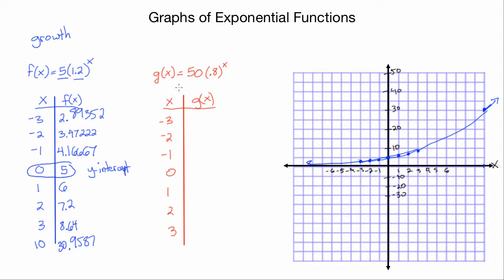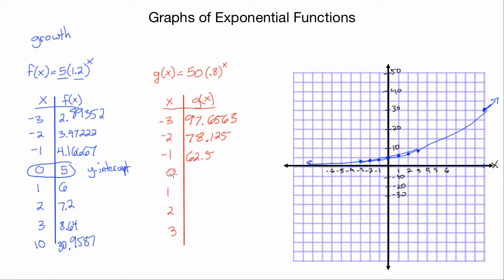Okay, let's look at the red graph. Let's take a look at this one. We're starting with 50 and multiplying by 0.8 over and over again. So let's do some math on this one. 50 times 0.8 to the negative third power, and we get 97.6563. Now let's take it to the negative 2 power, and we get 78.125. To the negative 1 power, we get 62.5.